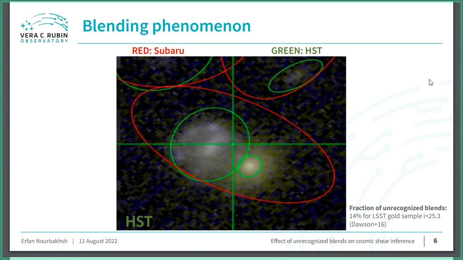A study by Dawson et al. 2016 estimated about 14% of galaxies in the LSST gold sample are going to be unrecognized blending. And this is the kind of blending I'm interested in. The ones that the observer on the ground does not have any idea, doesn't know that the object that is detected is one galaxy or more. So they think it's just one galaxy. They have no idea about the overlapping galaxies in reality.